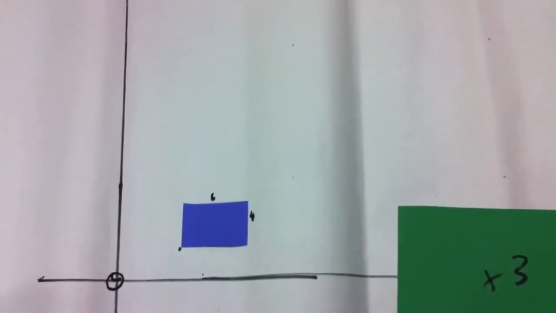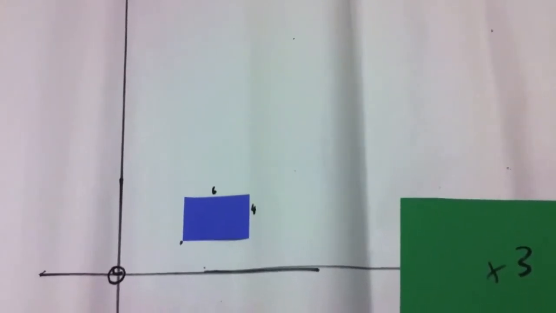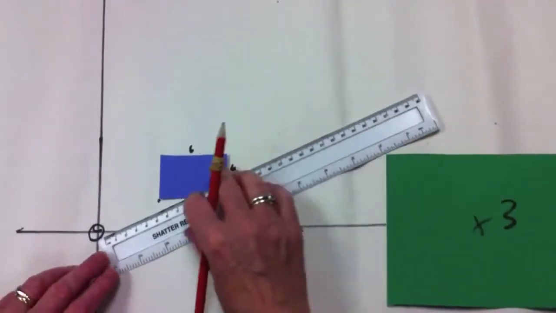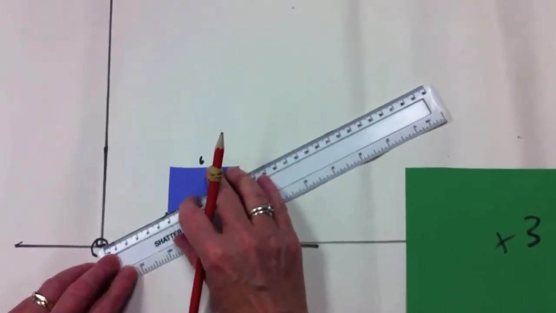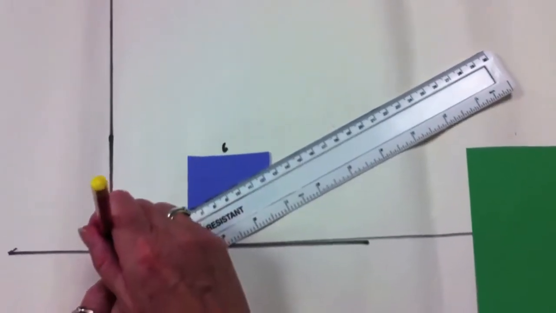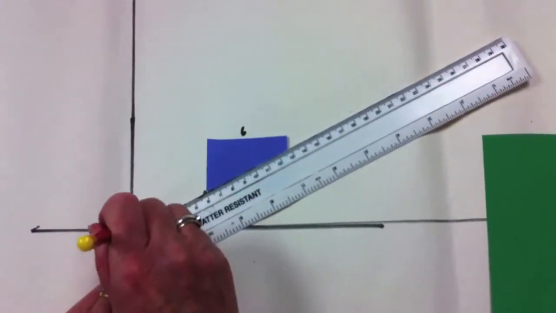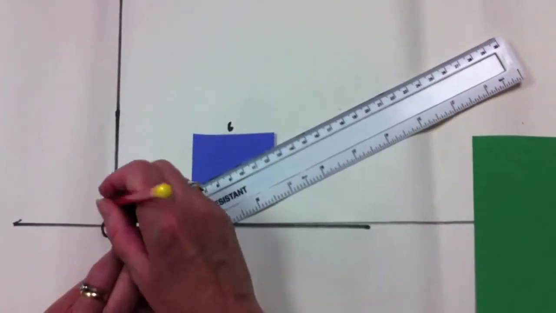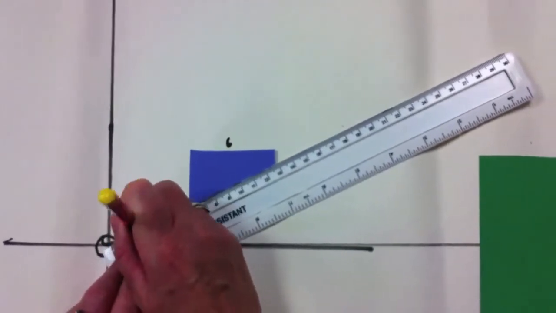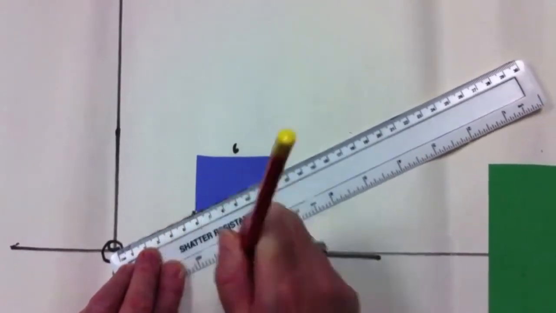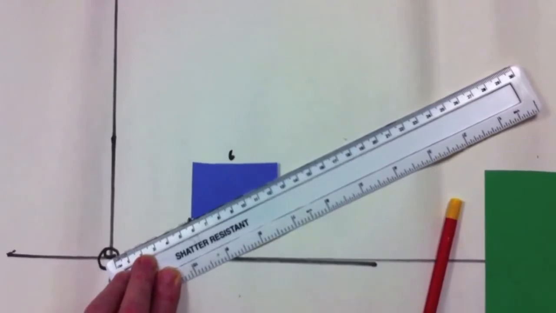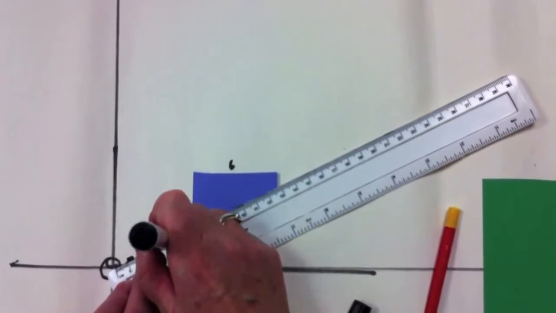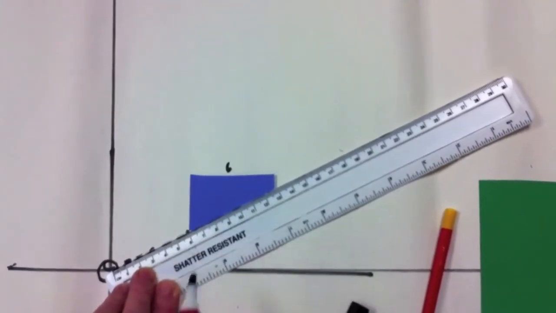So how do I enlarge from a particular point? The rules are quite simple. You take your ruler and you need to measure and to draw lines from the centre of enlargement, in this case the origin, to each corner of your shape. So you measure and draw broken lines, because they are construction lines. Now I'm going to draw them in pencil and then I'm going to do them in marker pen so you can see them. You need to draw lines to each corner of your shape.